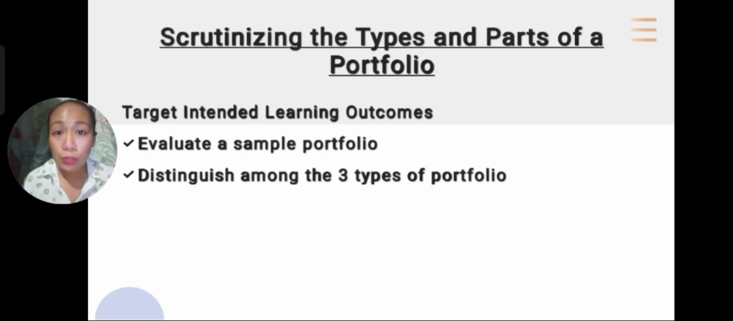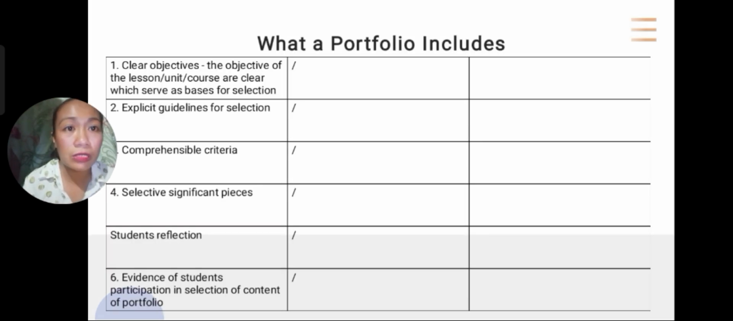So now we proceed to scrutinizing the types and parts of the portfolio. The target intended learning outcomes: first, evaluate a sample portfolio; second, distinguish among the 3 types of portfolio. Here is what the portfolio includes: clear objectives, explicit guidelines for selection, comprehensible criteria, selective significant pieces, student reflection, and evidence of student participation in selection of content of the portfolio.